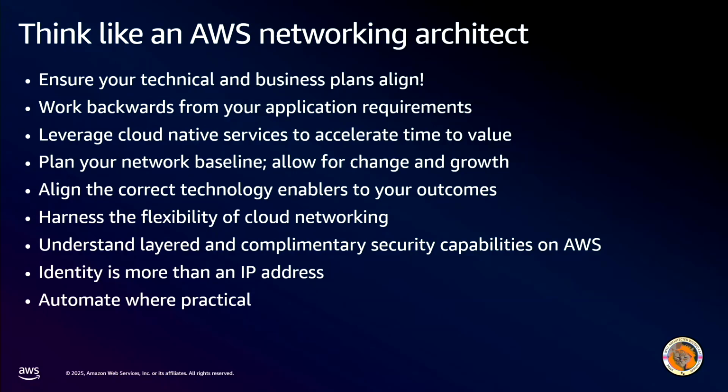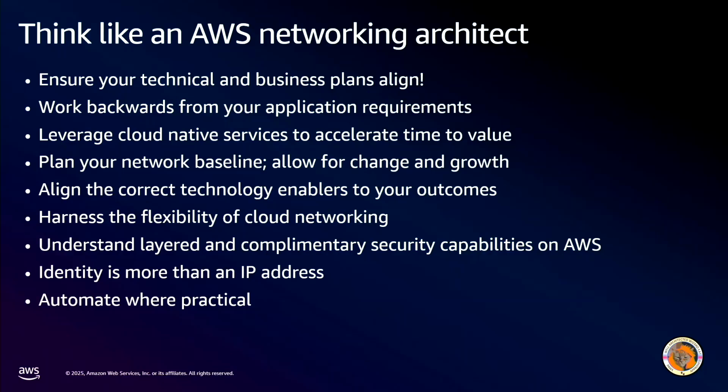Change does happen. You don't have to get everything right on day one, and harness the ability of cloud to break some of the rules, right? It's very easy in AWS to build a global network in minutes. It's very hard to do that in the real world, so outside of the cloud. So use the cloud for its advantages. Automate where practical. You don't have to over-automate, but make sure you're thinking about it in everything that you deploy. And the last thing to say here is that identity is more than an IP address. So be thinking zero trust in your deployments today.